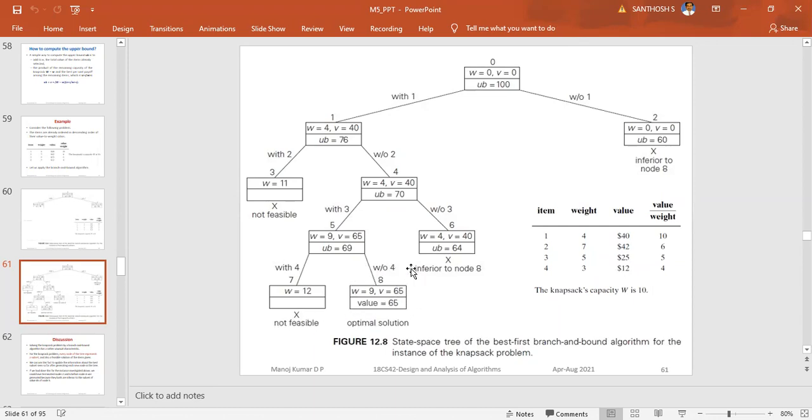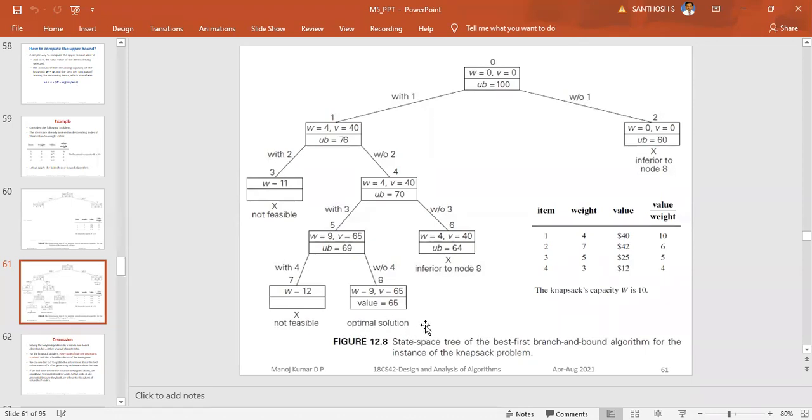So come to this one. Without 4 means you are going with 1 as well as 3. You didn't place 2 also because it is not feasible here. So 4 plus 5 is 9, and the value is 40 plus 25 is 65. Value is equal to 65. This is the optimal solution that we are having.